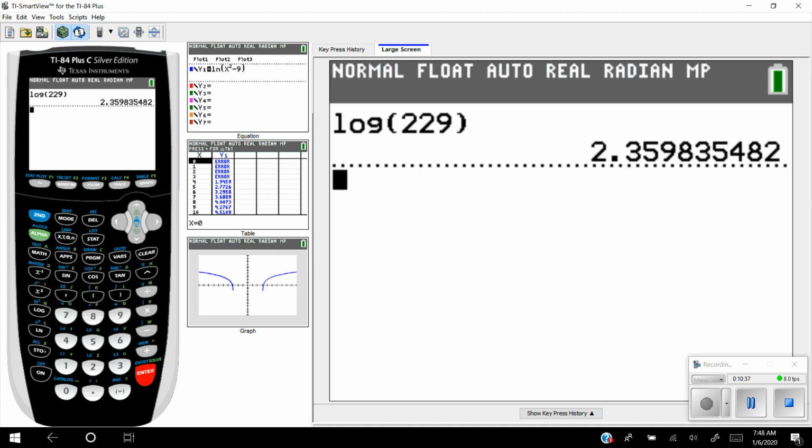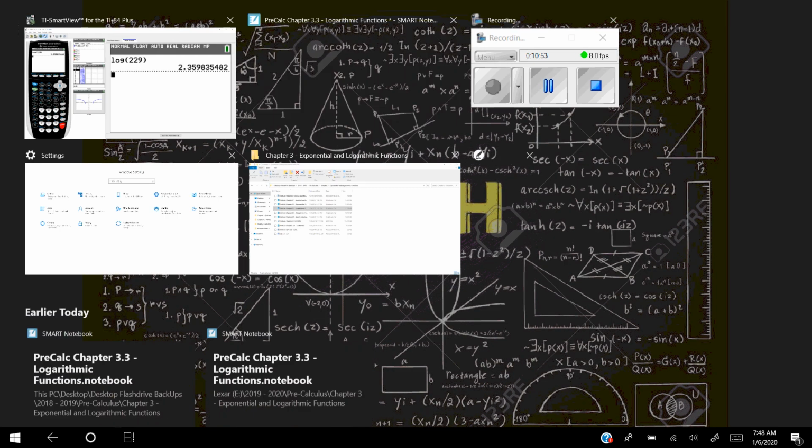So we get 2.359835, blah, blah, blah. And so it said round to the 4 decimal places. So that would be 2.3598. After the 8 comes a 3, so the 8 stays an 8. 2.3598.